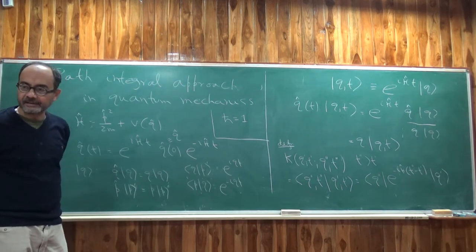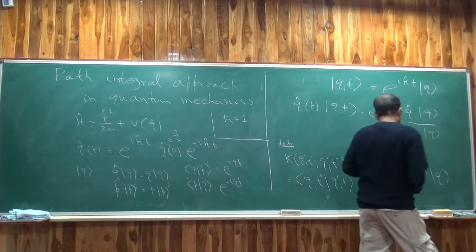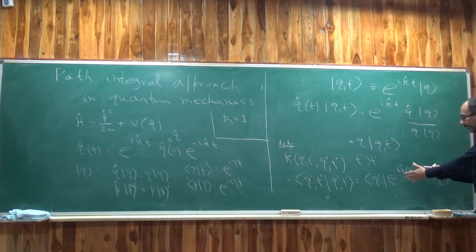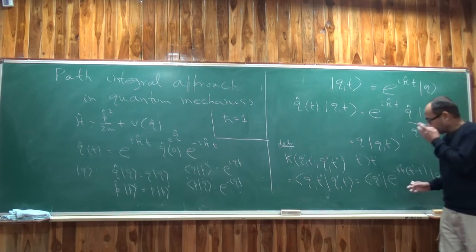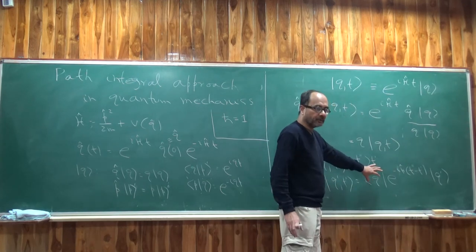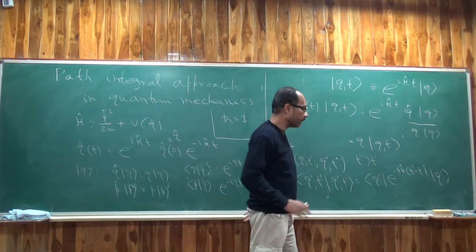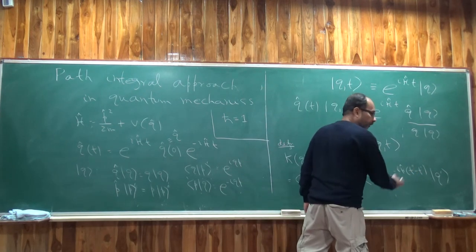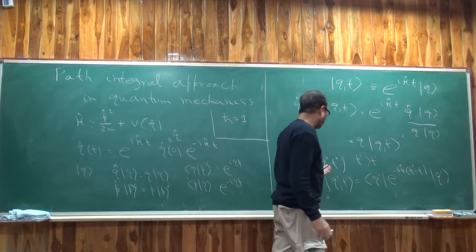Is this okay? Are there any questions? So what we'll do now is, of course, if you know the Hamiltonian, we can in principle calculate this. But what we will do now is to give an expression for this that is based on the path integral approach. We will of course start with this and manipulate it to write it in a form which looks like integration over paths. And then we will generalize this to more complicated objects.